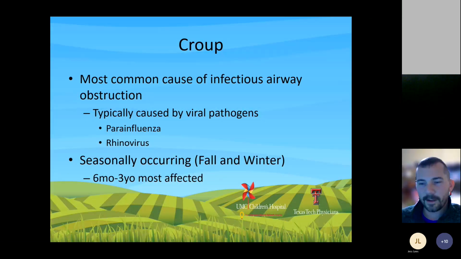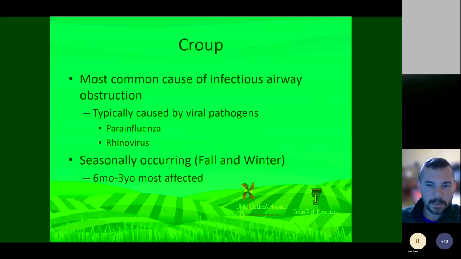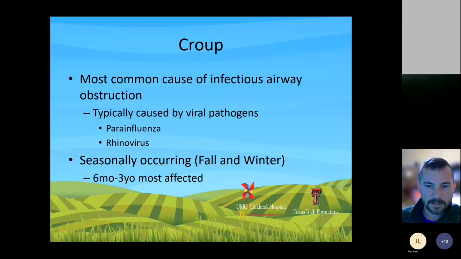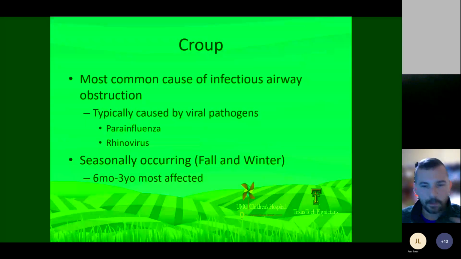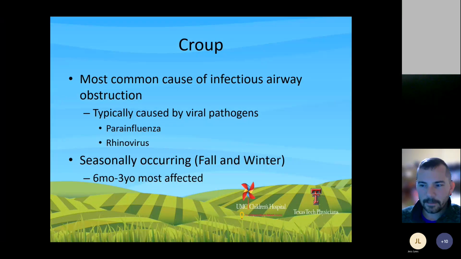So with a brand new parent, every time it's all about calming parents down, calming yourself down if it's new as well, and then going through, okay, how do we treat this? So the most common cause of infectious airway obstruction is typically parainfluenza and rhinovirus. There are several other viruses that do cause this. I've seen it with influenza. I've seen it with the novel coronaviruses, not the COVID-19, but those things all can cause airway inflammation.